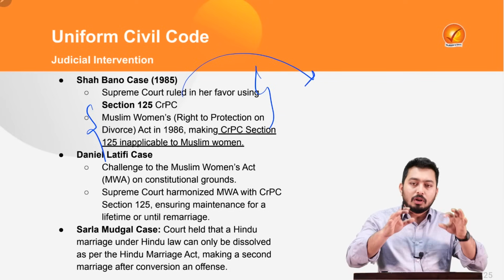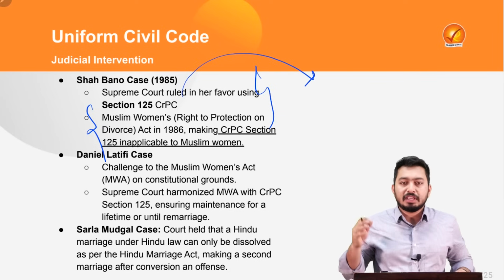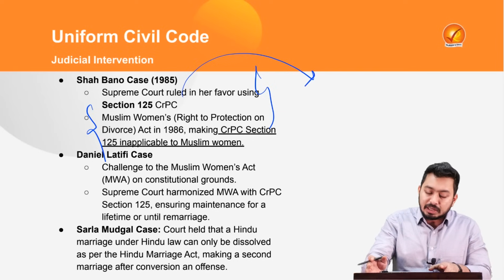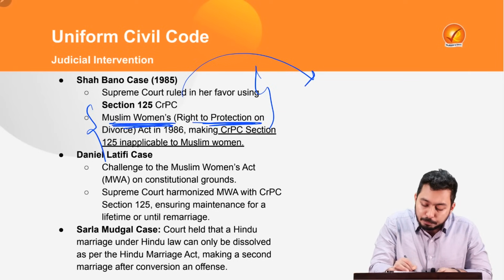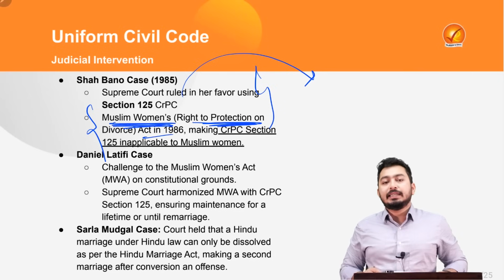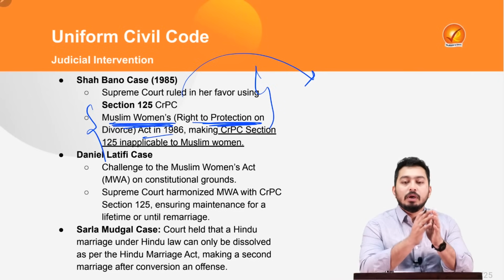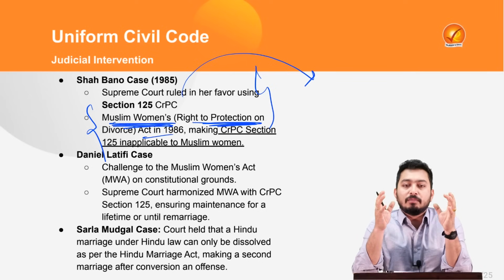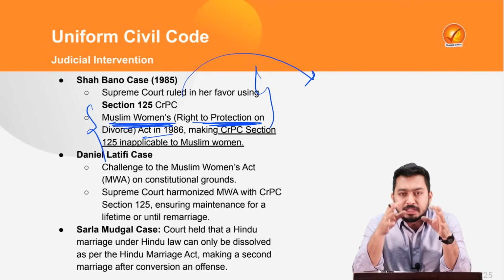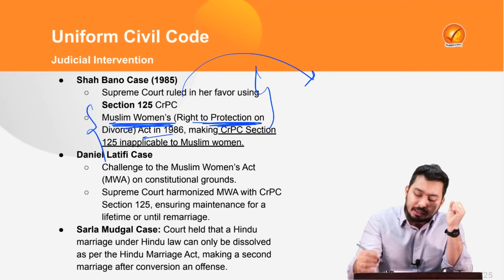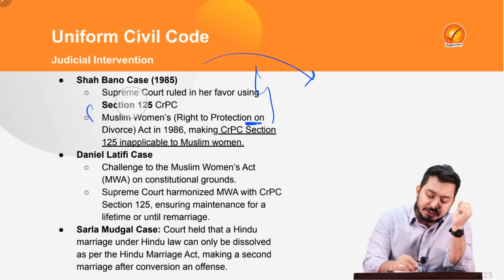So the government was forced to nullify this judgment. How? Because there were a lot of protests, there were lots of meetings. So the government took the decision of bringing the Muslim Women's Right to Protection Act of 1986. This was to somehow justify the community, somehow nullify the after effects of this judgment within the Muslim community. Then came the Danial Latifi case.